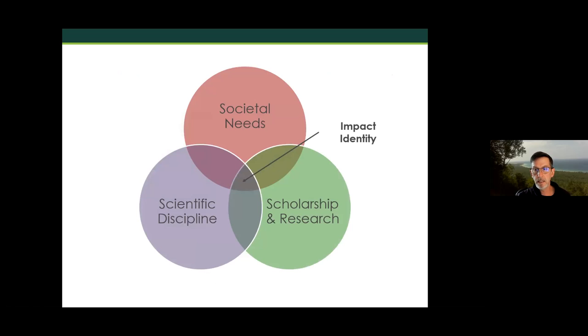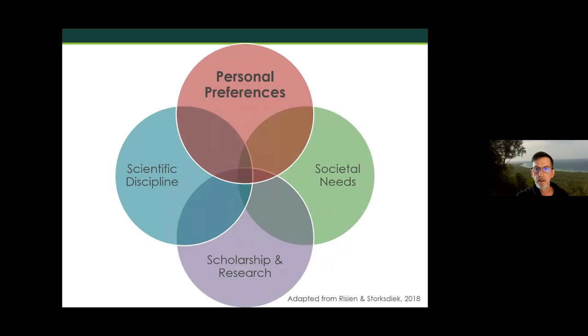Your impact identity is located first where the driving questions of your discipline and your own scholarship intersect with urgent societal needs. So your scientific discipline, what your own scholarship and research focuses on, and where those two things overlap with urgent societal needs. Your BI identity is located where those questions and needs intersect with your own personal preferences for audiences and activities. So what kinds of audiences or populations do you like to interact with, children or adults? And what kinds of broader impact activities do you find personally rewarding?